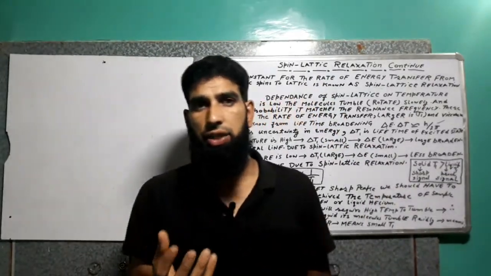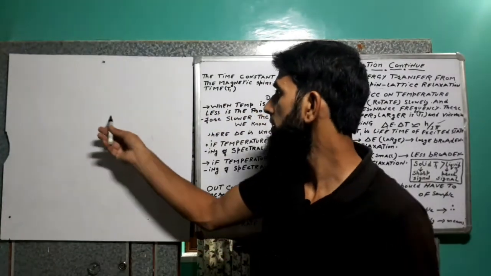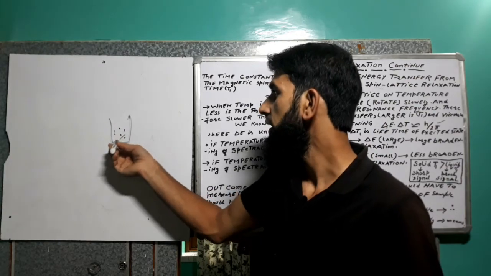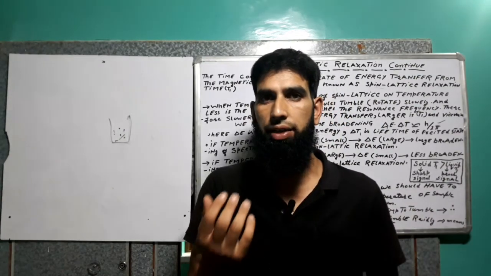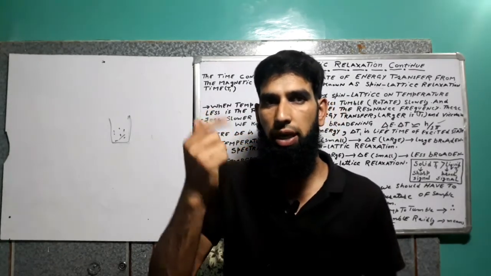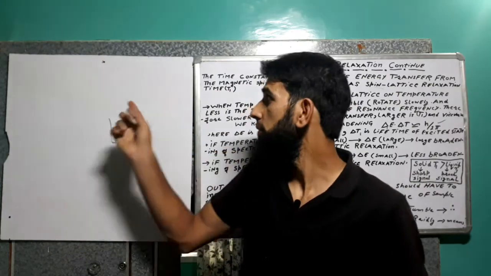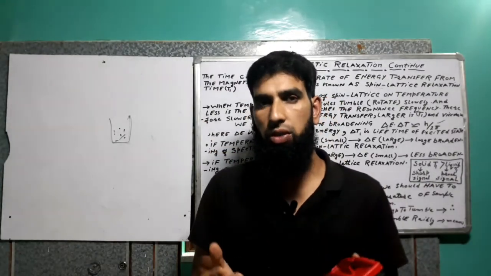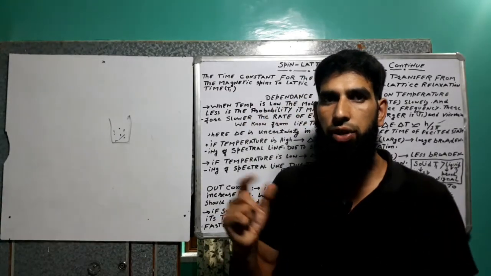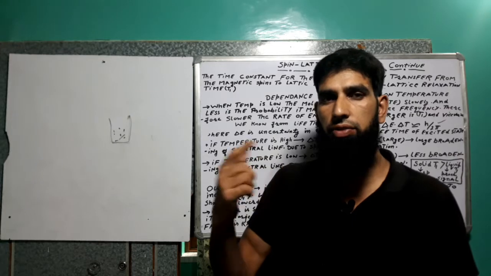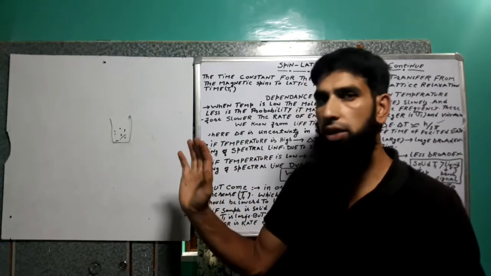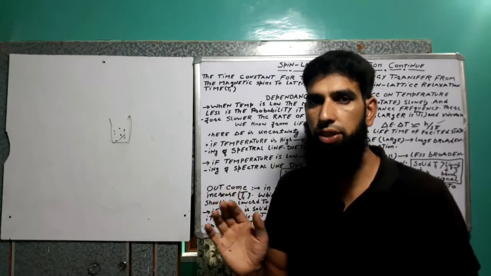Suppose we have a sample tube in which there is a sample. If we keep the temperature high, what will happen? Molecules will rotate fast. In nuclear dipolar terminology, we call rotation tumbling; tumble is another word for rotation. So now, in place of rotation, I will say tumble.